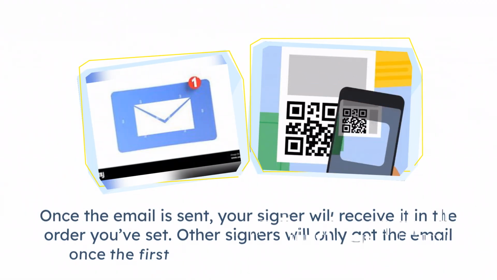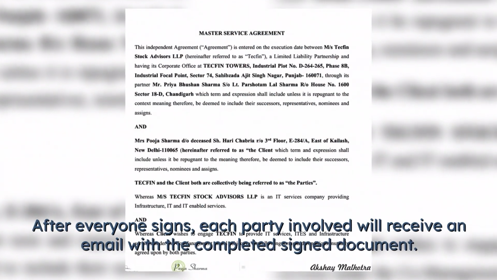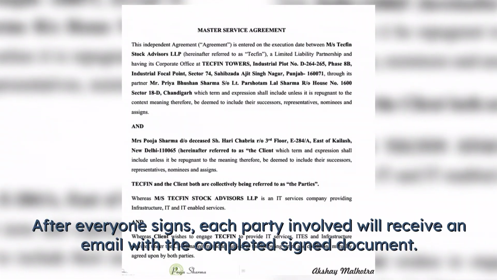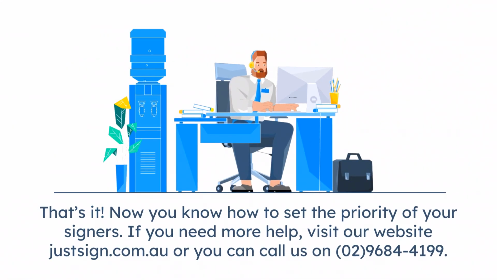Once the email is sent, your signer will receive it in the order you've set. Other signers will only get the email once the first person has signed the document. After everyone signs, each party involved will receive an email with the completed signed document. That's it! Now you know how to set the priority of your signers.